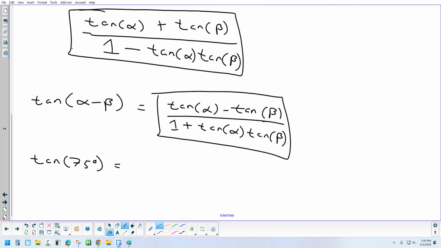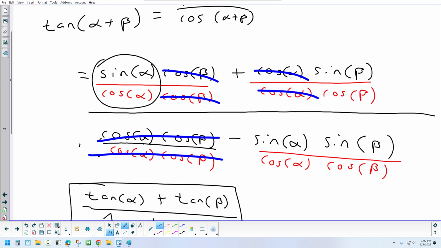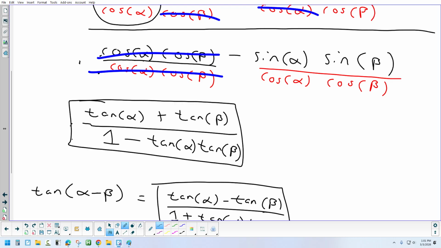Okay. How do you break up 75? It has to be numbers that are 30s and 45s, or multiples. Yep, tan 45 plus 30. Tan 45 plus 30. And now I'm going to fill everything in to this formula right here.